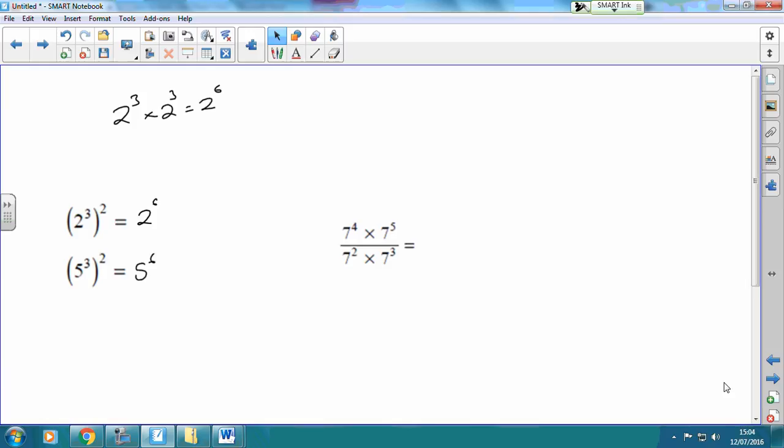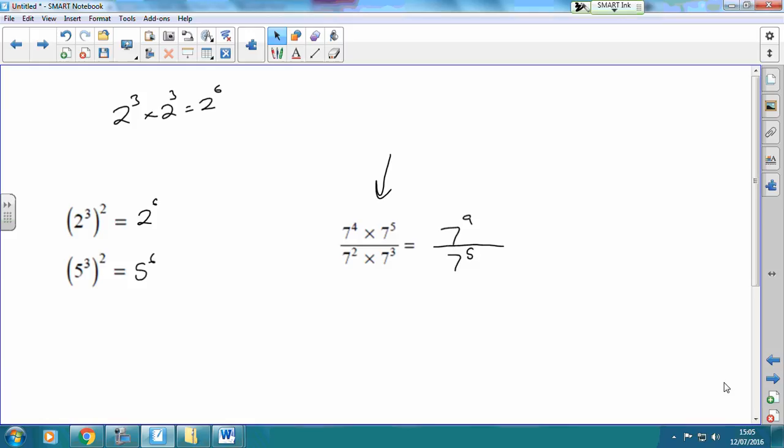About as complicated as they can make it is the final one here. You've got to do two processes, just one after the other. If we simplify the top of this fraction, we've got 7 to the power of 4 multiplied by 7 to the power of 5. So we add the powers together, that's going to be 7 to the power of 9. If we do the same for the bottom, 7 to the power of 2 times 7 to the power of 3 gives us 7 to the power of 5.